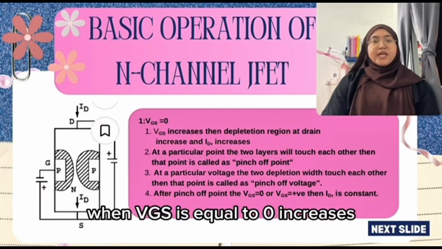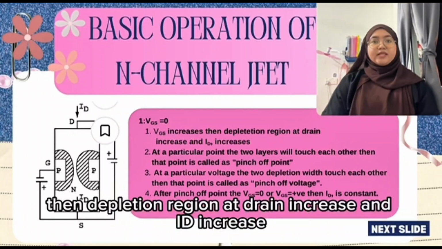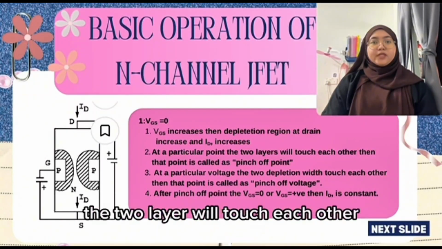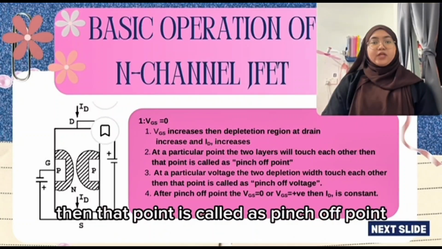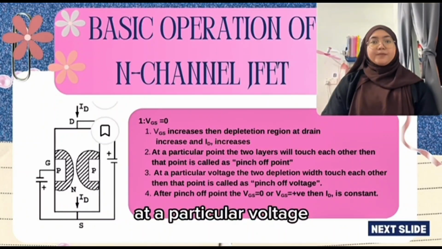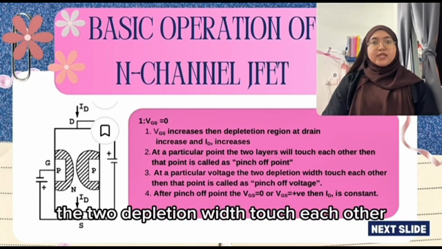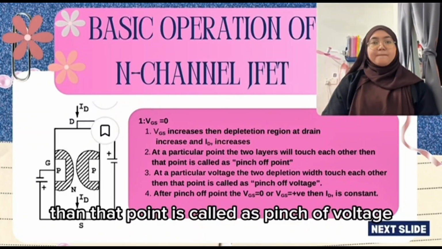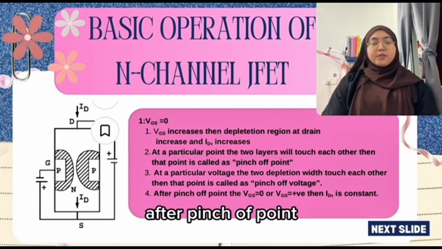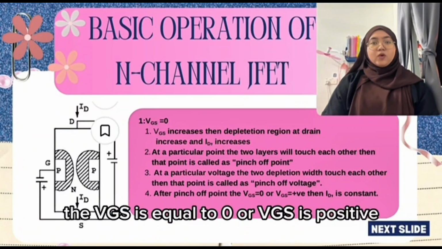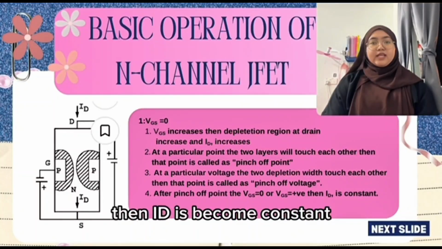Next, when VGS is equal to 0 and VDS increases, the depletion region at the drain increases and ID increases. At a particular point, the two depletion layers will touch each other, and that point is called the pinch-off point. At that particular voltage, called the pinch-off voltage, the two depletion regions touch each other. After the pinch-off point, with VGS equal to 0, ID becomes constant.